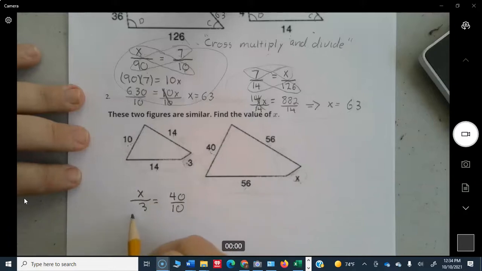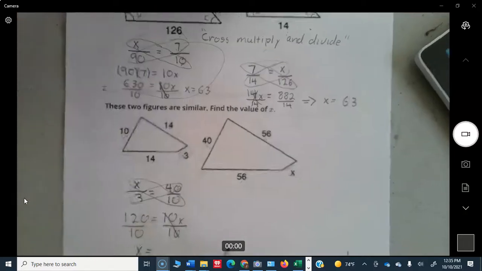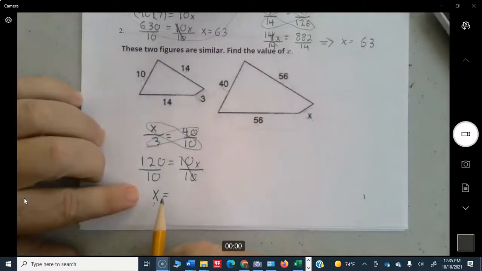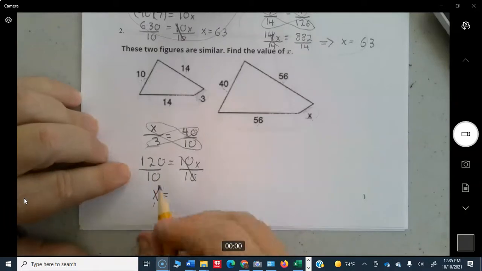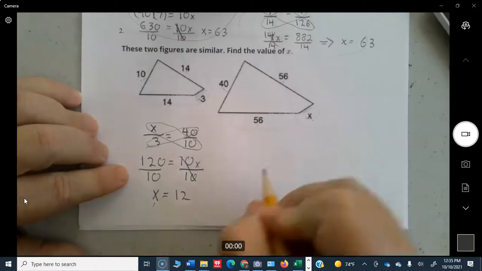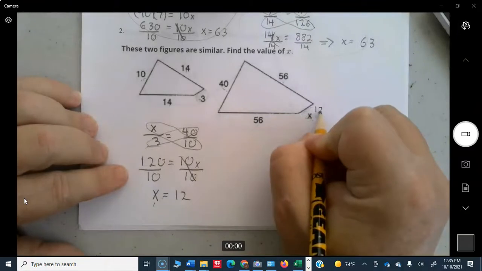All right, so you cross multiply, divide by 10 to get x by itself, cancel, and you get x. Write x on the left side usually, and I'm off screen, I see. X, write it on the left side, equals 120 divided by 10, that equals 12. So x over here equals 12.